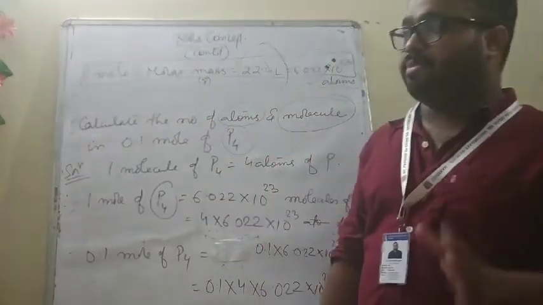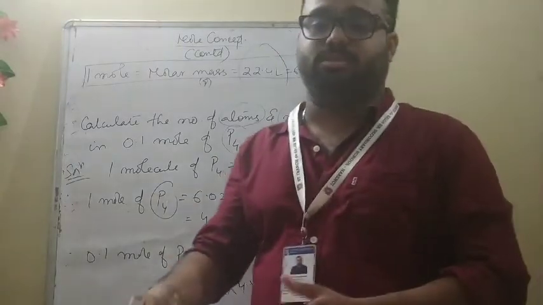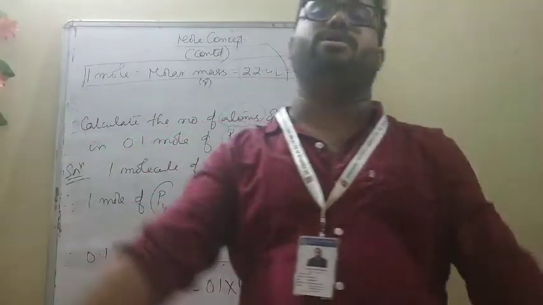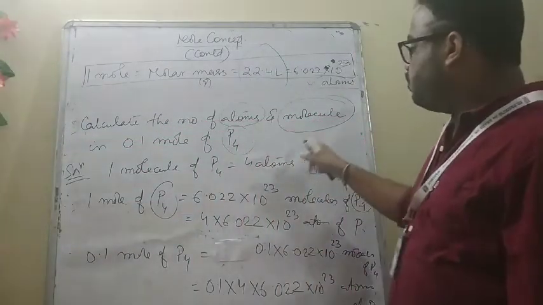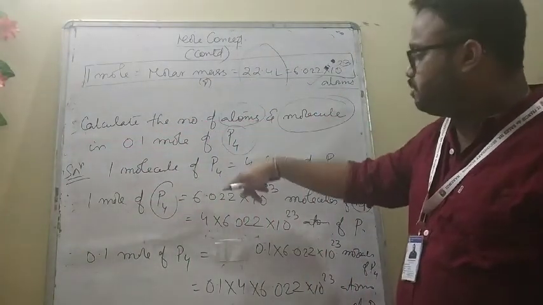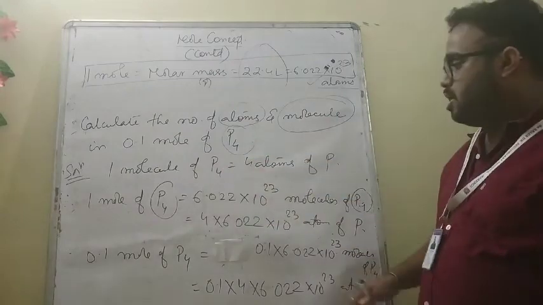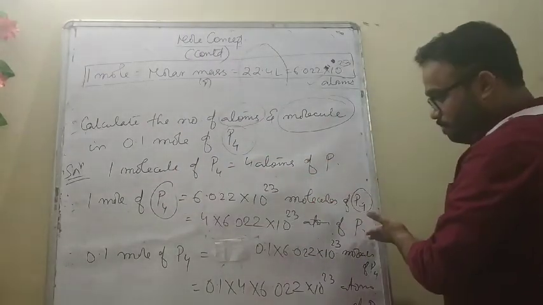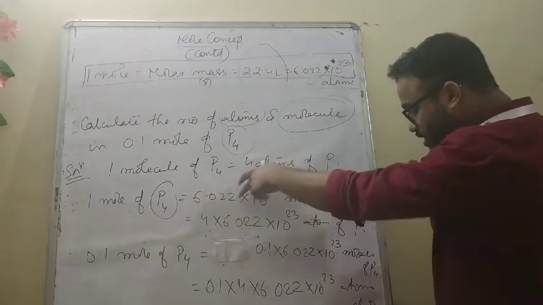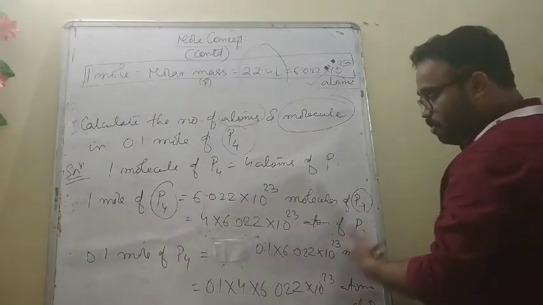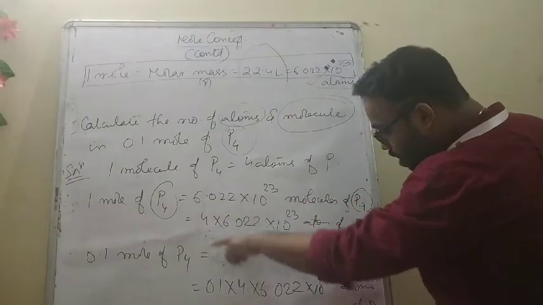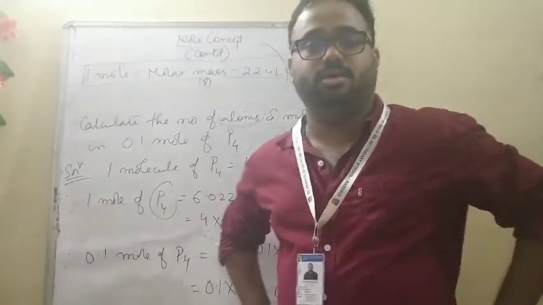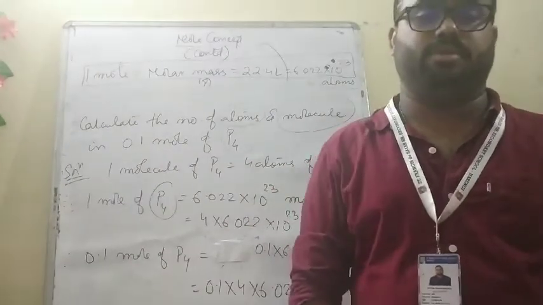So mole concept means 1 mole means molar mass, means 22.4 liter, means 6.022 into 10 to the power 23 atoms. और अगर molecules बोलेगा तो ये पूरा वाला, और अगर atoms बोलेगा तो ये number you have to multiply. So 1 mole of P4 means this much P4, this much atom. So 0.1 means this much into 0.1 देगा P4, and this lower one into 0.1 will give you atoms. So this is again a mole concept.